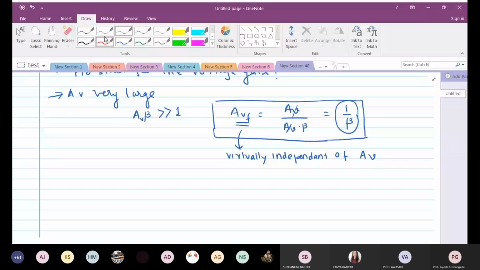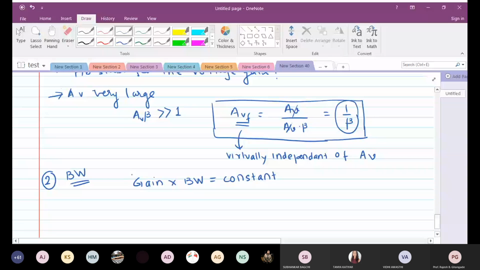Another interesting thing about feedback is the bandwidth. Okay. So another important issue is the bandwidth. Now, please remember one thing always. There is a rule, there is a law which says that gain into bandwidth, if you multiply this, this is always a constant. This is a universal law.